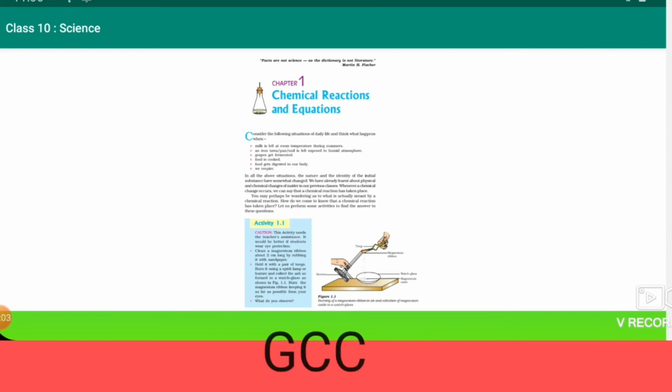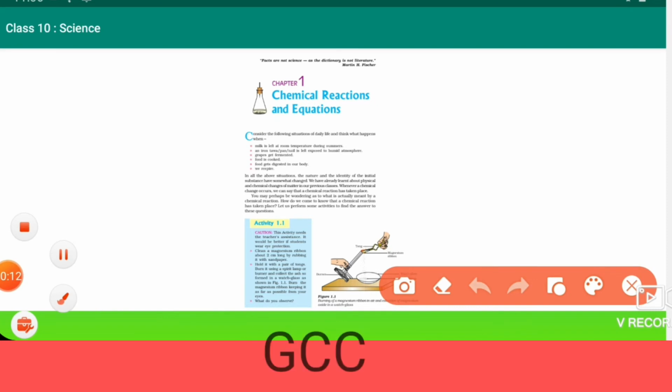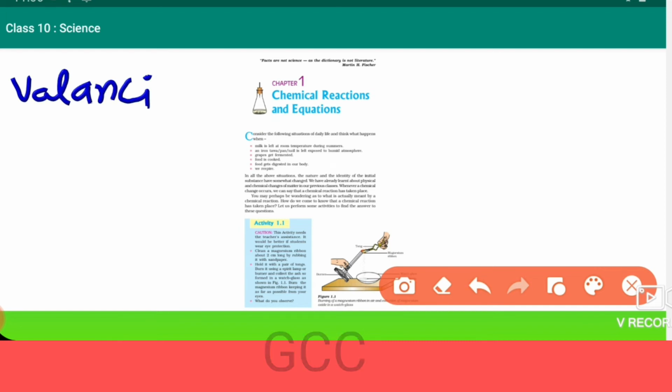Today I am going to start with a 10th class chemistry chapter, that is chemical equations and reactions. So students, before doing chemical equations and reactions, we should be aware of the concept of valences. I think everybody knows the meaning of valences. Valences means combining capacity. Okay, valences means combining capacity.